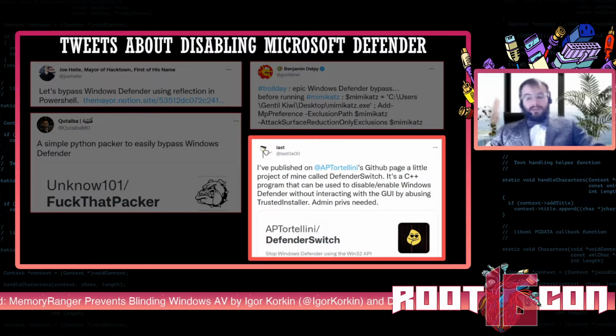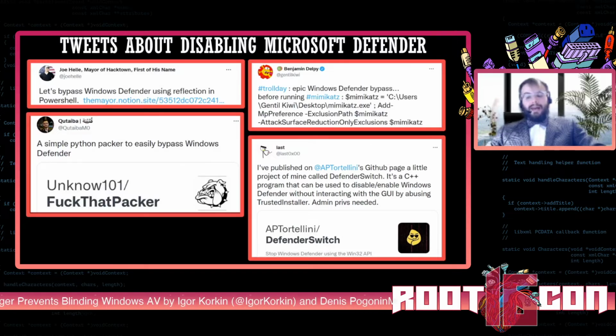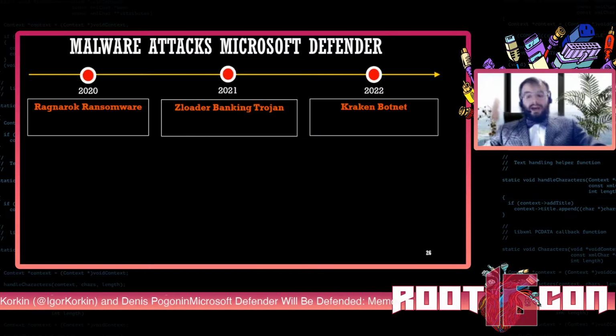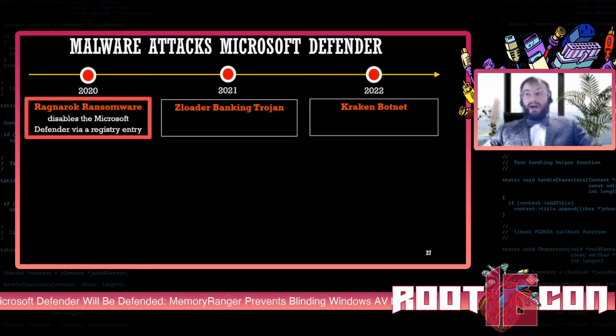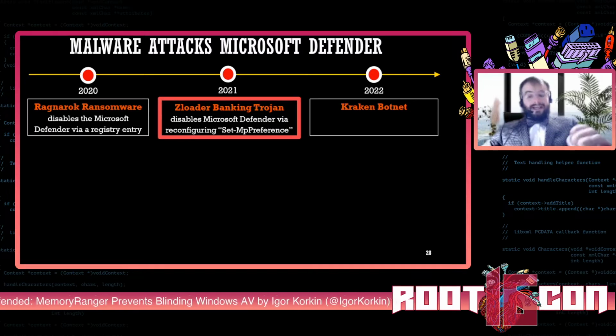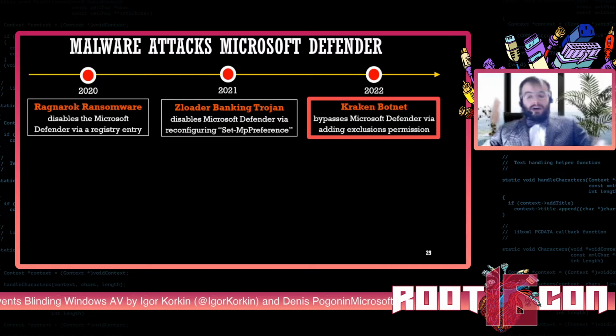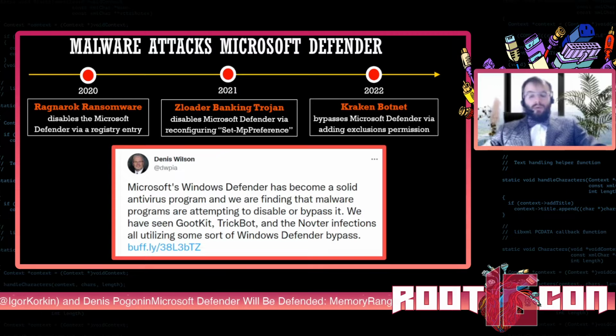Hackers leverage these techniques in their malware. Here are the malware examples which are able to bypass Microsoft Defender. Ragnarok ransomware that modifies registry, Z-Loader banking Trojan that uses PowerShell scripting, Kraken botnet that adds itself in the exclusion path. Various modding malware programs are attempting to disable Microsoft Defender.